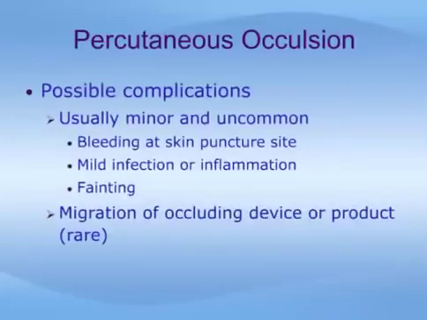Technical problems limiting the ability to carry out the procedure have been reported in about 10% of cases. Percutaneous occlusion is generally a safe procedure. However, minor complications can rarely occur, such as bleeding at the skin puncture site, mild infection or inflammation, or fainting. A more serious but rare complication can occur if the occluding material migrates out of position and is carried elsewhere by the bloodstream.